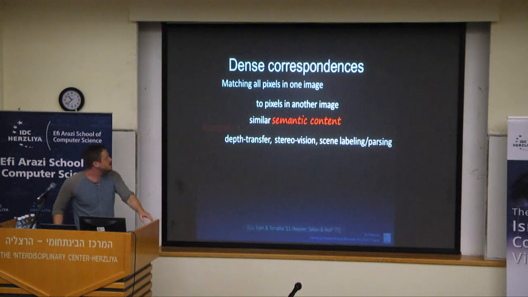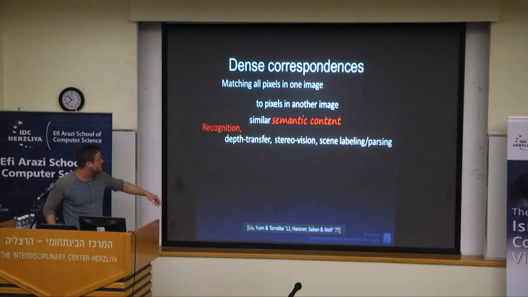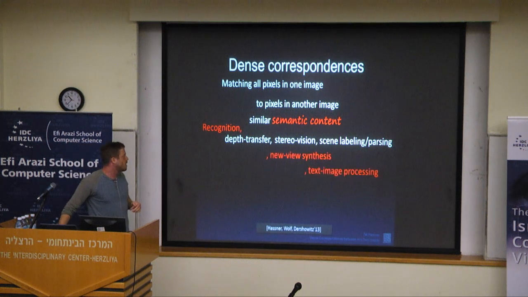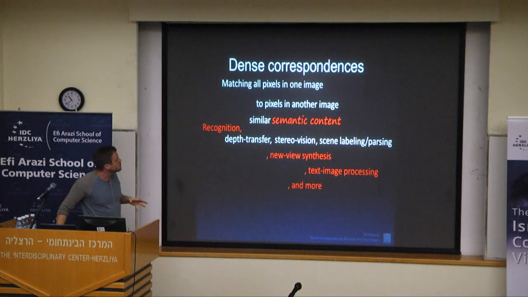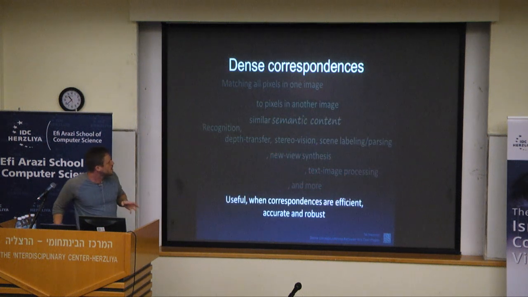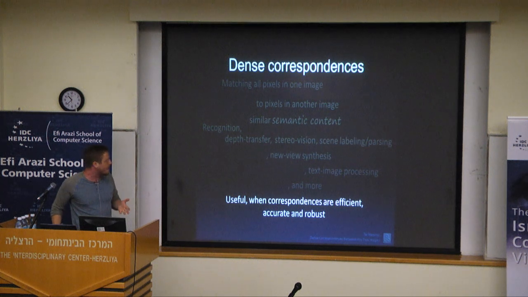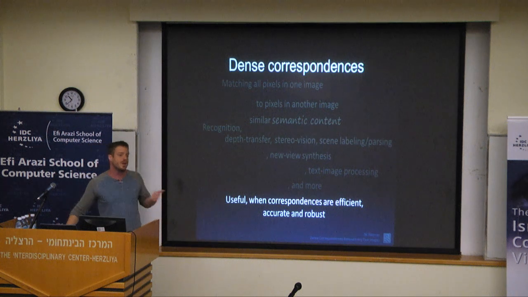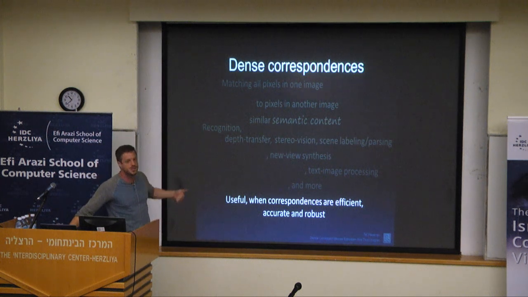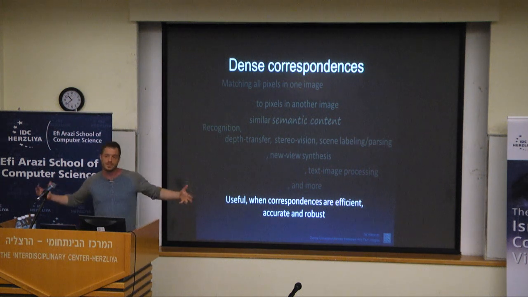People have used dense correspondences for recognition. People used it for view synthesis, for processing challenging images of ancient texts, and many other applications. So just to summarize this short introduction, dense correspondences are an extremely useful tool in computer vision, provided that first, you can compute them efficiently enough for you to be able to use your dense correspondence estimation method within a larger computer vision framework.